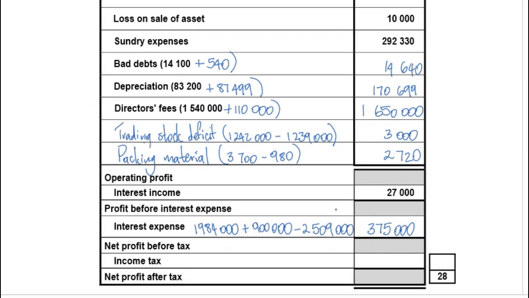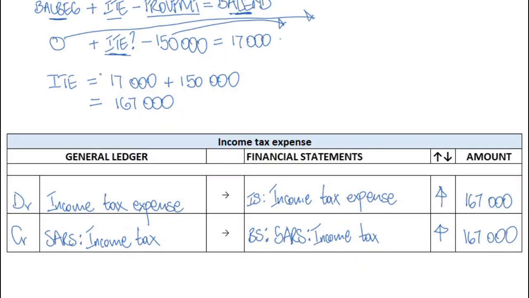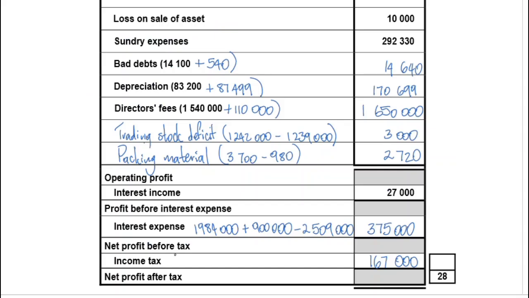So in our answer book, in the statement of comprehensive income, we are going to show that the income tax expense is 167,000 rands for the year. And our workings are income tax expense equals 17,000 plus 150,000, which is the provisional payments.